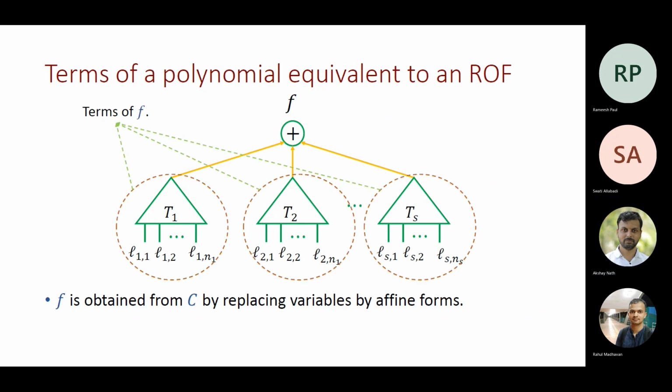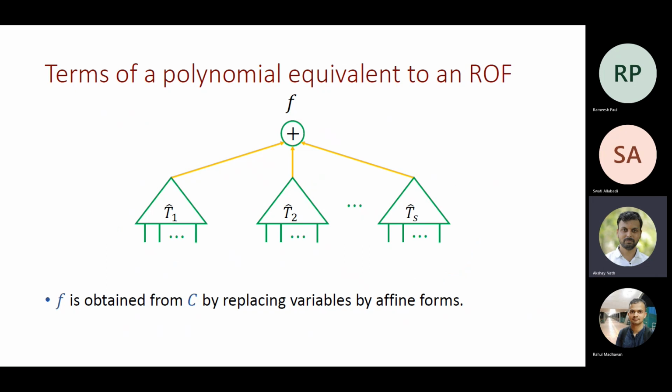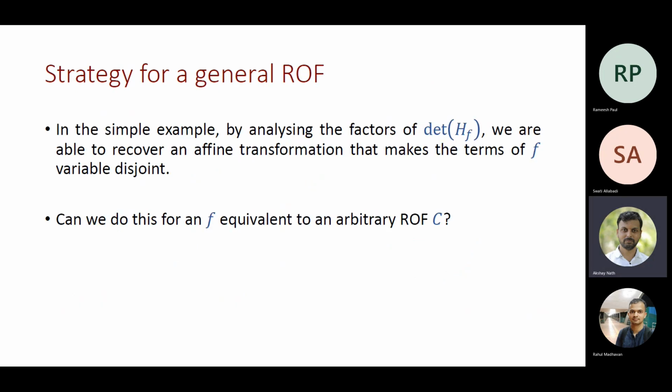Now, what I'll do is I'll call these ROFs T1 to TS, evaluated at their respective affine forms, the terms of F, and I'll denote these by T1 hat to TS hat. So in the simple example of the SP polynomial, we were able to make the terms of F variable disjoint by simply analyzing the factors of the Hessian determinant of F. The question is, can we do this for a general polynomial, for an F equivalent to a general ROF C?